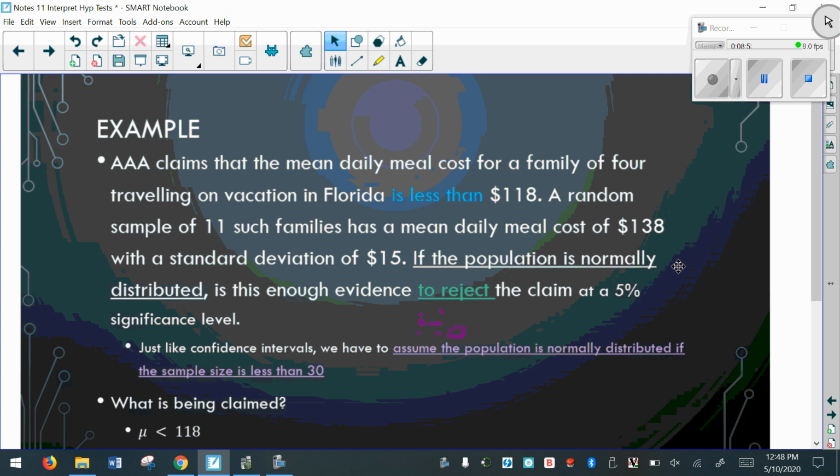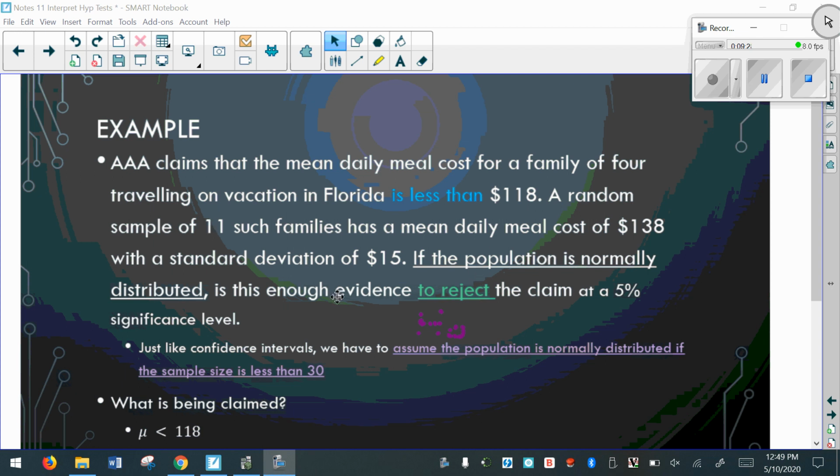So here's another example. I'll go ahead and let you read this one as well. Okay, so you have AAA claiming there is less than $118, and then they gave you the other information in the problem. Once again, just like we did in the previous lesson, if the population is normally distributed, what we want to say is the sample size has to be smaller than 30. So that's important that we put that in there, because we only have a sample of 11.